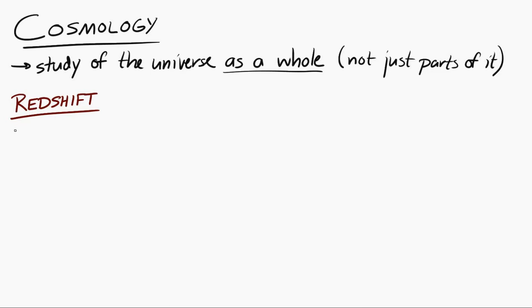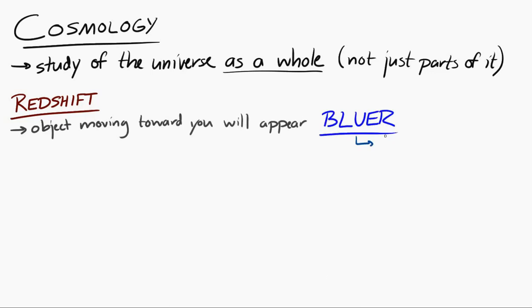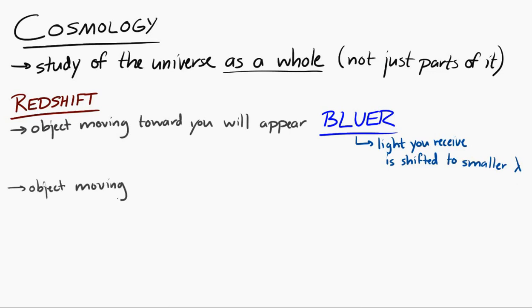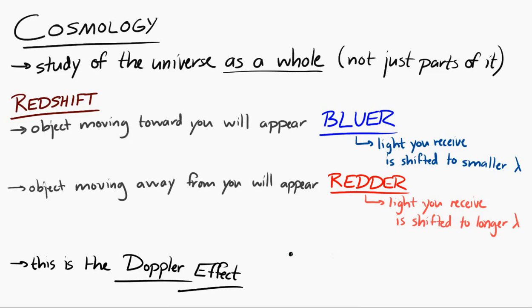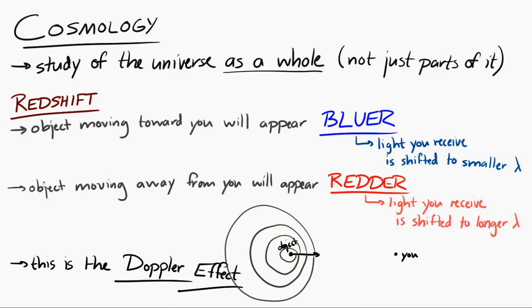Redshift is related to the idea that when you see an object moving toward you, it will appear bluer. What I mean by that is that the light that you receive from an object moving toward you is shifted to smaller wavelengths. And an object that moves away from you, the light that you receive from that will be redder than what was emitted. The light is shifted to longer wavelengths. This is just an expression of the Doppler effect, the idea that if an object moves towards you, the wavelength of the waves that you receive are going to be smaller, and if an object moves away from you, then the wavelengths that you receive are going to be larger.